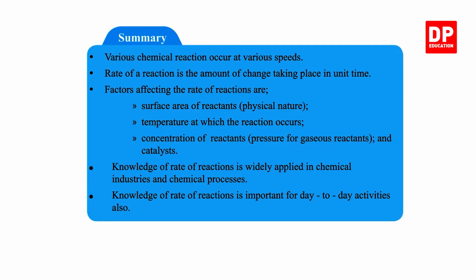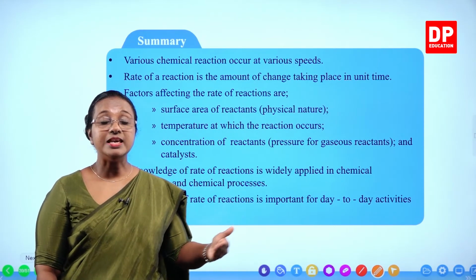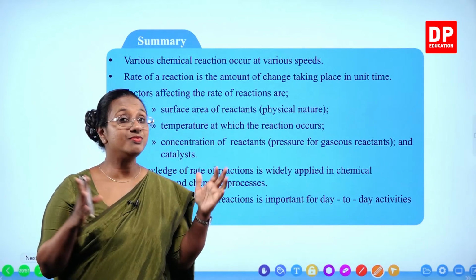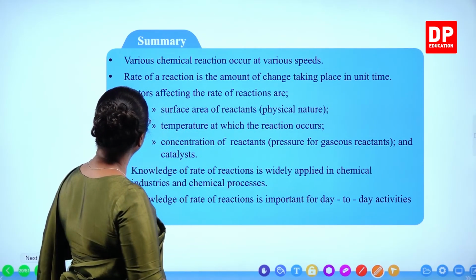Summary. Various chemical reactions occur at various speeds. So, we saw a lot of very slow reactions. Some take days, weeks, months, years, and there are very fast reactions which we have seen in the lab. So, they occur at various speeds.